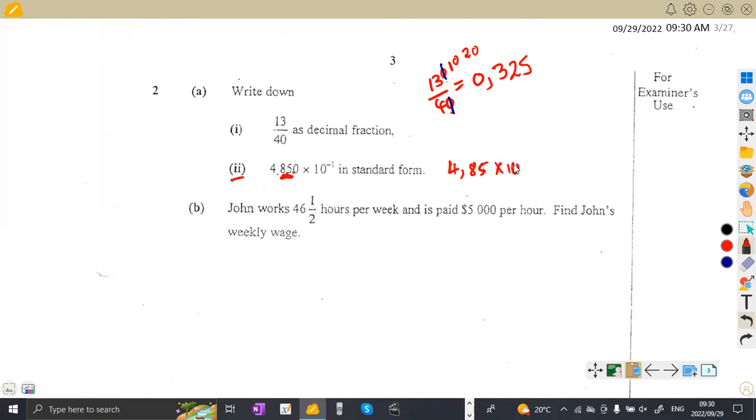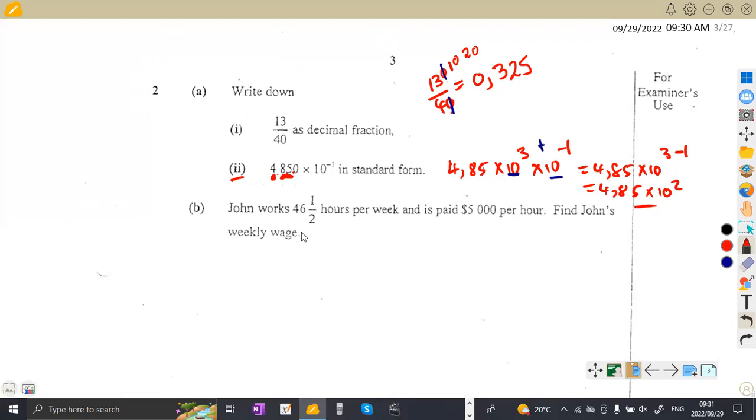4,850 times 10 to the power of 3 times 10 to the power of minus 1. Remember, it's a positive number that is starting. It's a whole number actually. So we are going to have a positive exponent on 3. Then from there, we are multiplying the bases, which are the same. So what we're going to do, we are going to add the powers. So this is going to give us 4,850 times 10 to the power of 3 plus minus 1, which is going to give us 2. So it's 4,850 times 10 to the power of 2, just like that, okay?